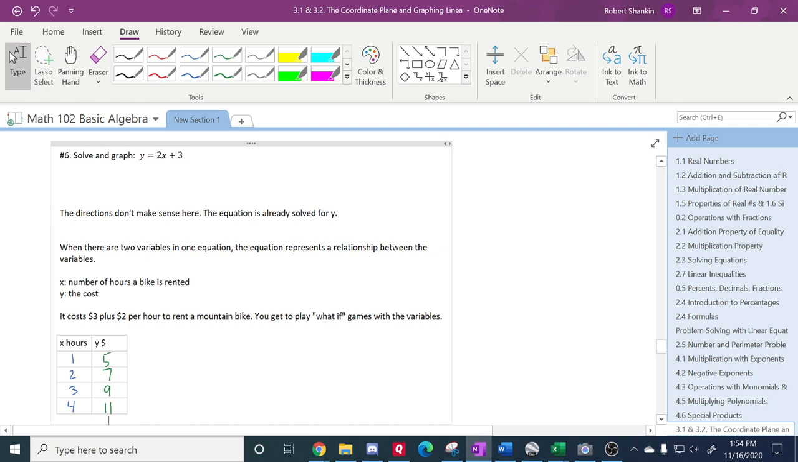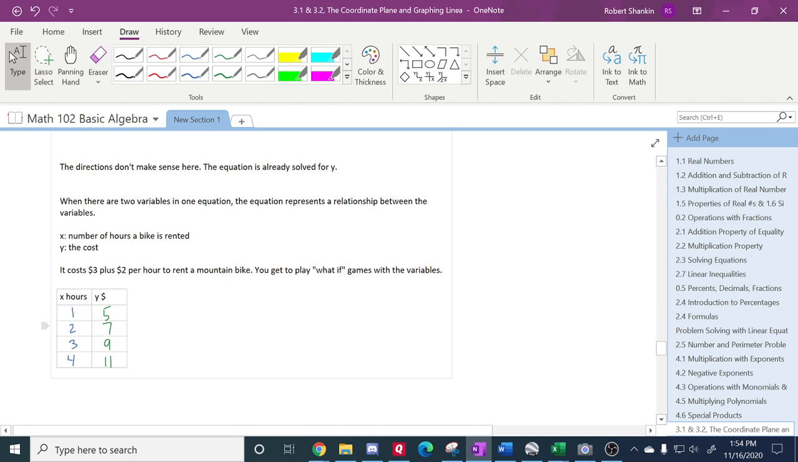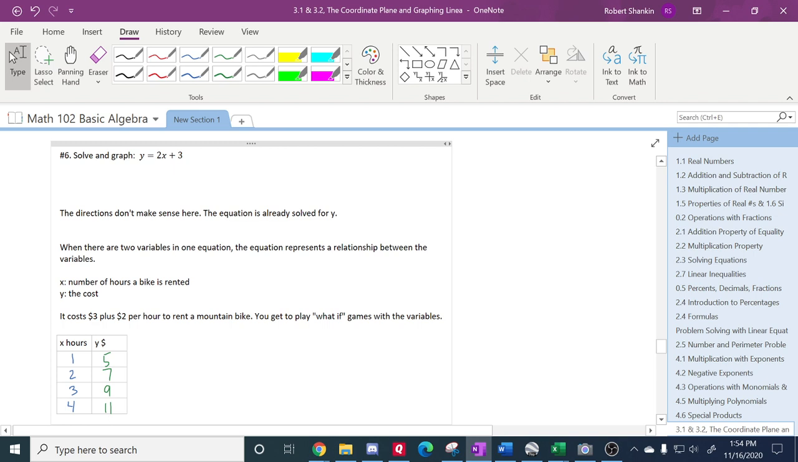Alright, so this has to do with our what-if game. Before I even decide to rent, I might look into my wallet and say, oh, I only have $9, so we want to rent it for 3 hours. But it's nice to do this what-if game first so that I don't get in trouble and take it for more hours than I can afford.